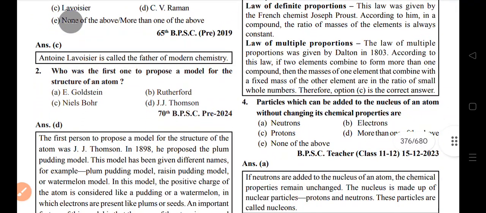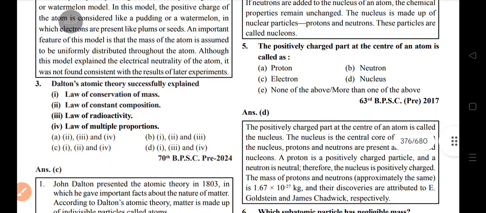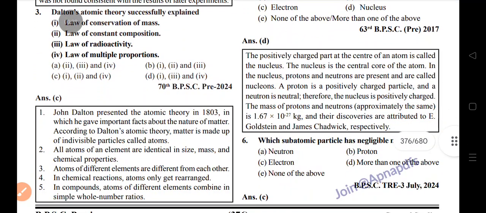Which particle can be added to the nucleus of an atom without changing its chemical properties? Neutron. The positively charged part at the center of an atom is called the nucleus. Which subatomic particle has negligible mass? Electron.